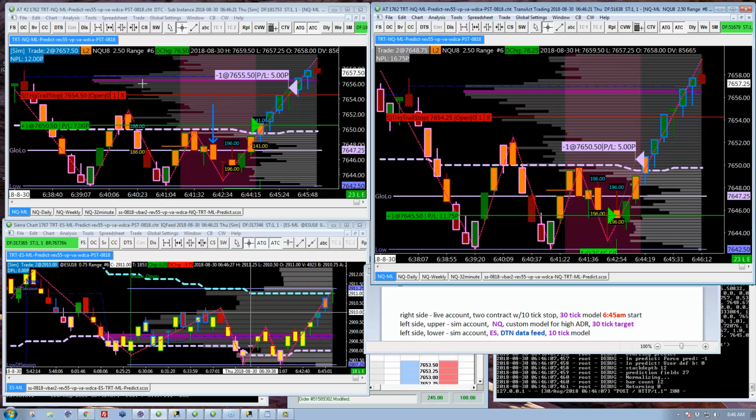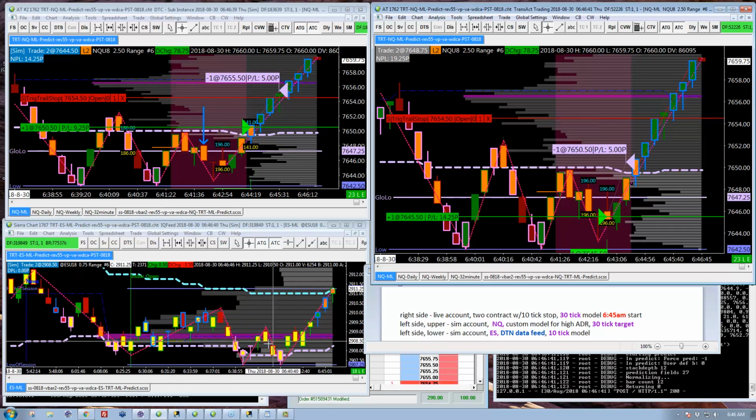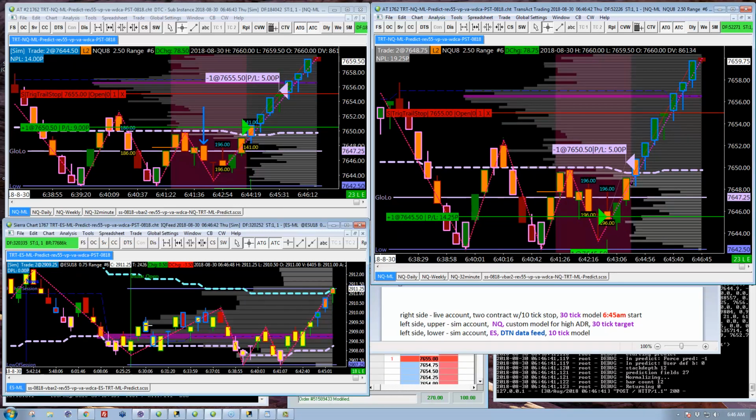On the upper right is also NQ, running a different model now that's taking a sort of a new vector into dealing with these higher average daily range days, higher volatility. The lower left is ES, but no signal here since we spent all of our time right at the POC.